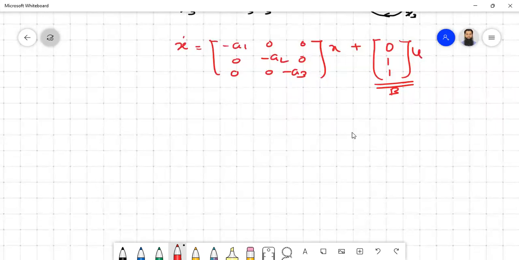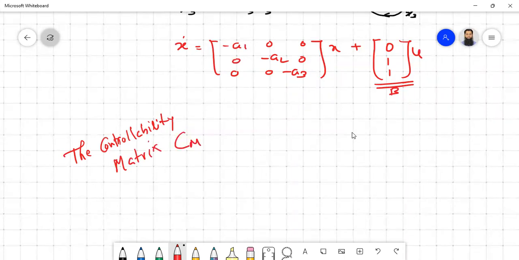So the second method, which is more common, works whether you are represented in the parallel form or not, it doesn't make any difference. That is by using a matrix called the controllability matrix. We call this CM, the controllability matrix, which is given as B, AB, A squared B, and it goes on up to A to the n minus 1 times B.